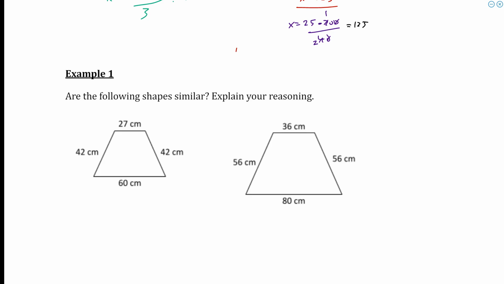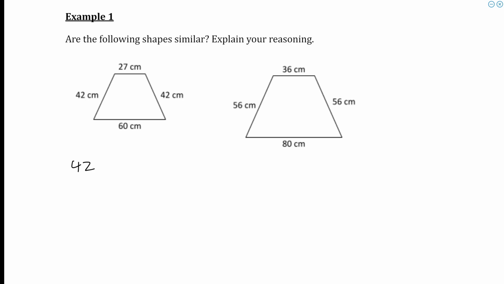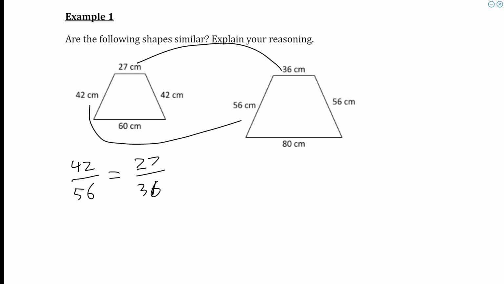So that would mean that 42 and 56 are related by the same relationship as 27 over 36, which are related by the same relationship as 60 over 80. Okay. I wonder if that's true. How would we tell if that's true? When we have a fraction, what's a nice way of simplifying a fraction, something easier to work with? Or put more simply, what does a fraction mean?